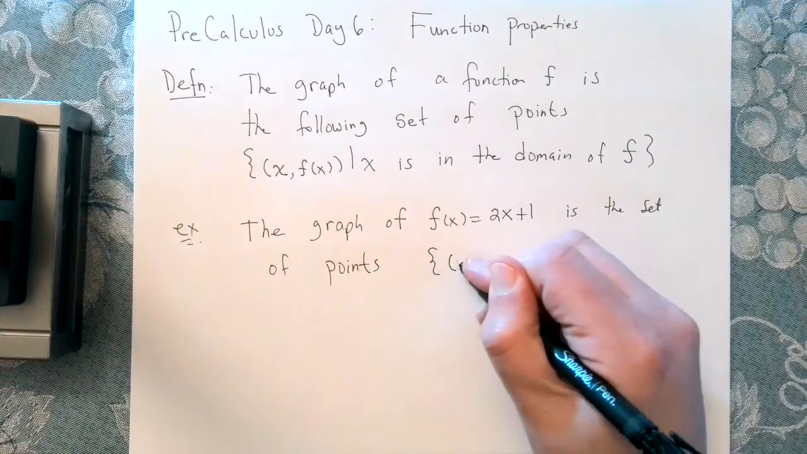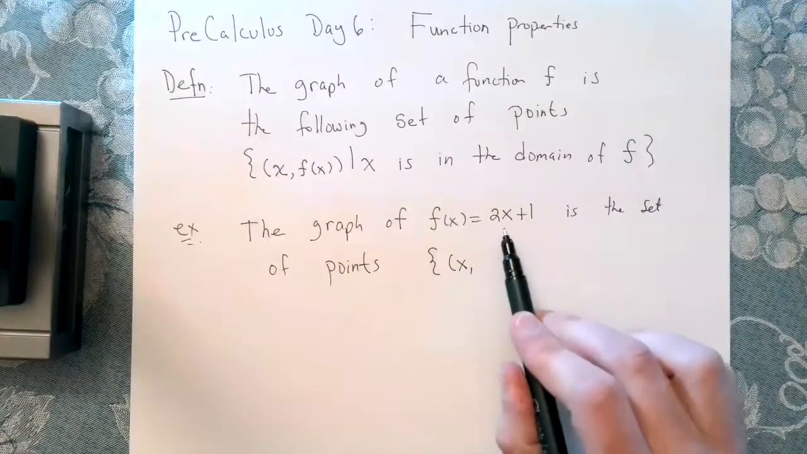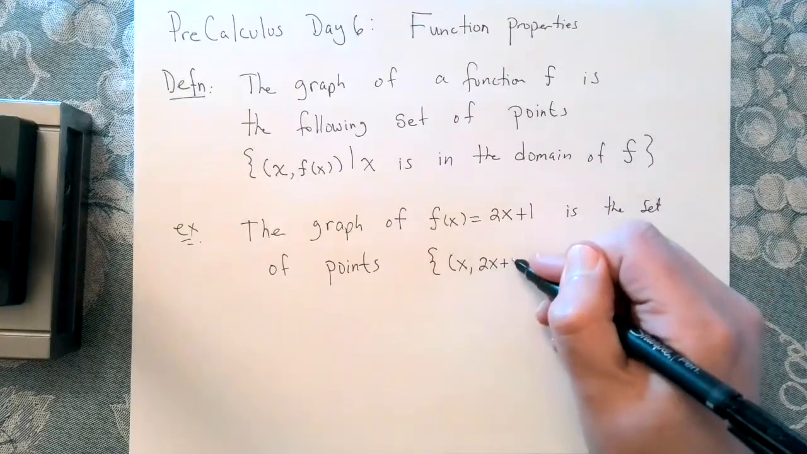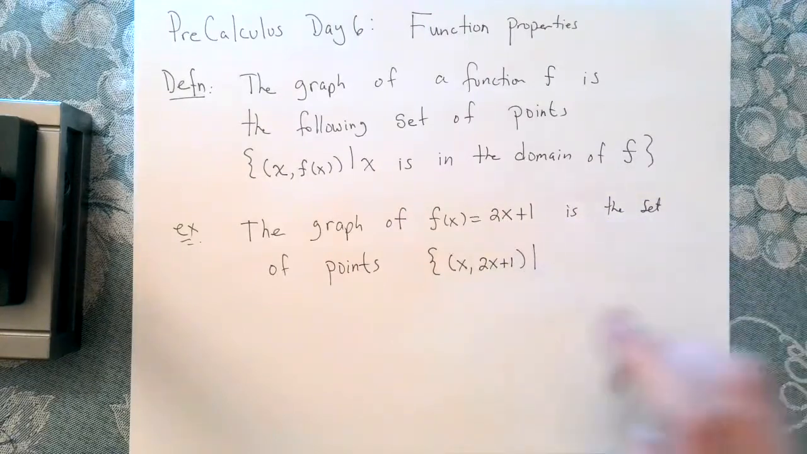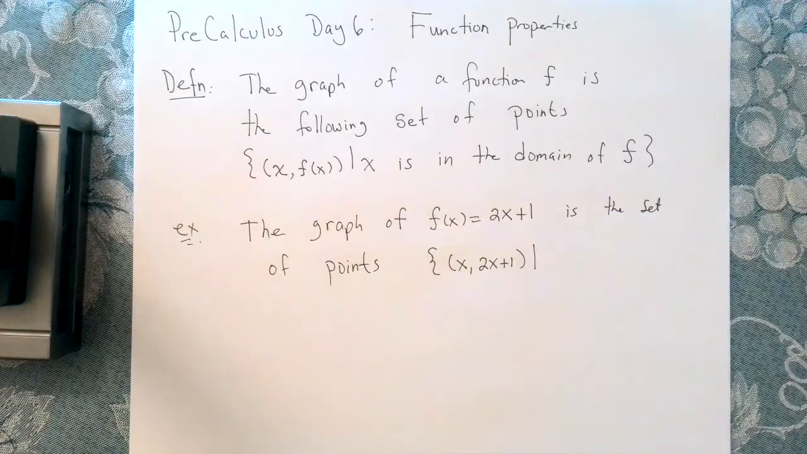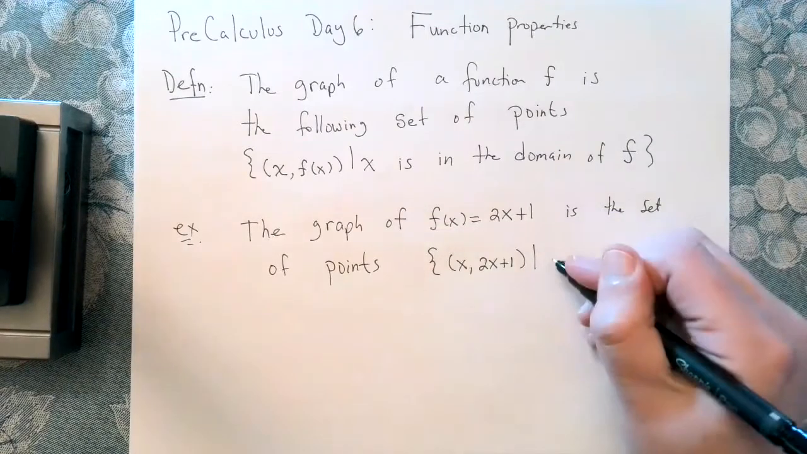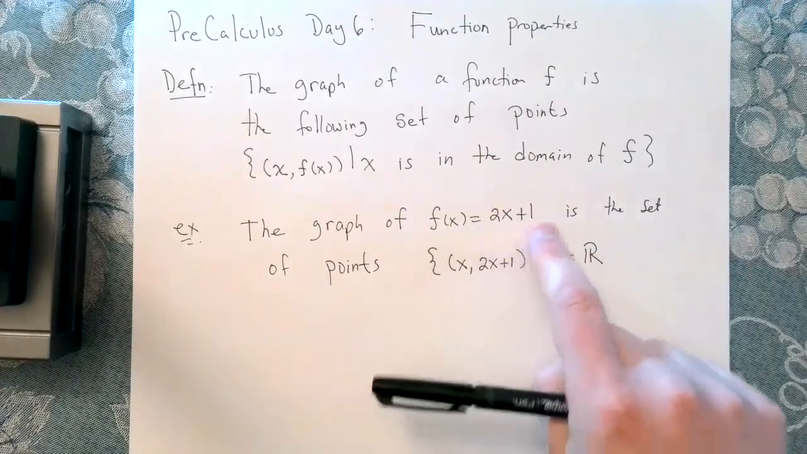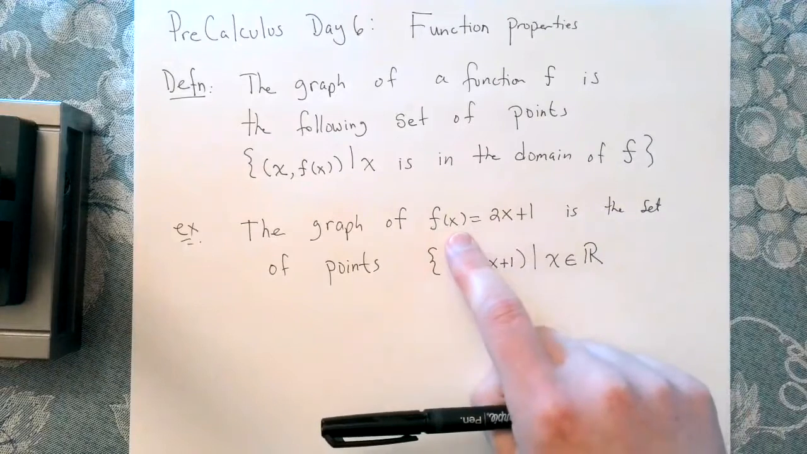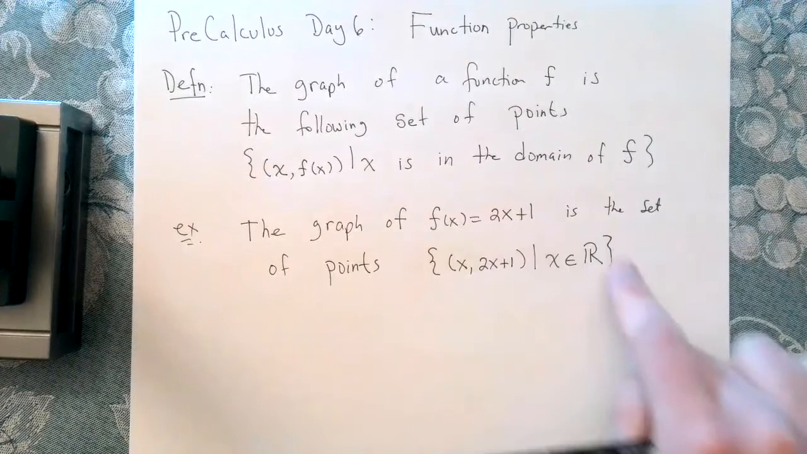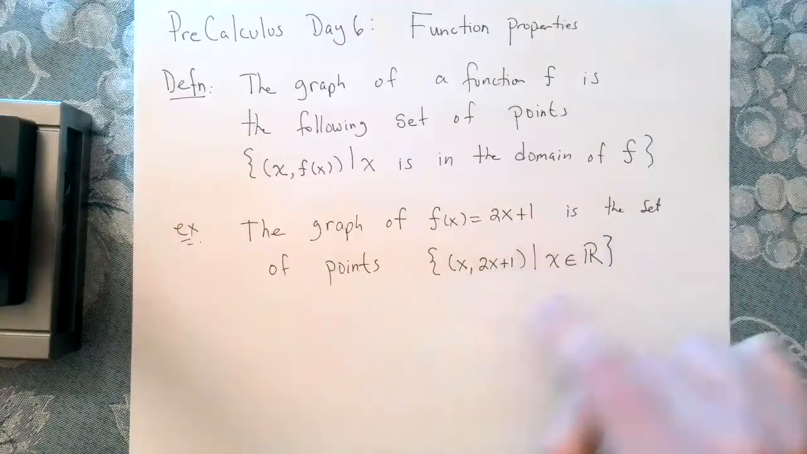It's the set of all x comma, well, what's the y value? The y value is 2x + 1. So that really is (x, y) such that x is in the domain of f. Well, what is the domain of f? Remember, the domain is the set of all legal inputs. So x is real, because the domain of the function is the set of all real numbers. So this collection of points is actually the graph.